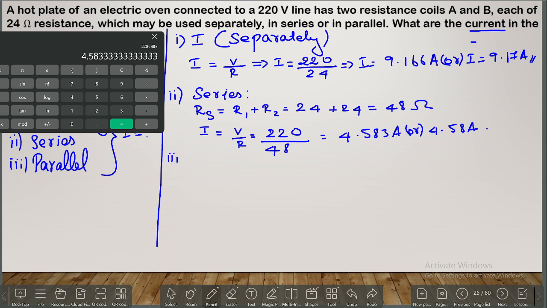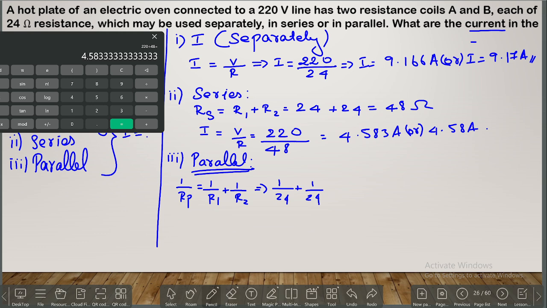Third, when the two coils are connected in a form of parallel. First we will calculate the net resistance in parallel combination. What is the formula? 1 by Rp is equal to 1 by R1 plus 1 by R2. 1 by 24 plus 1 by 24. That gives a common denominator 24. Add the numerator alone, 2. So 1 by Rp is 2 by 24. Therefore Rp is equal to 24 by 2. 24 by 2 is going to be 12 ohm.